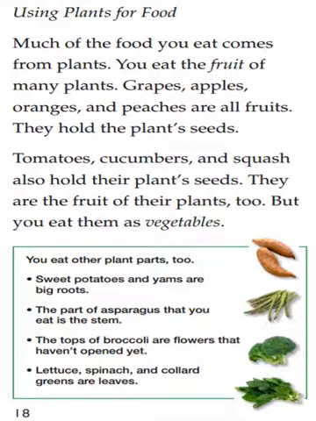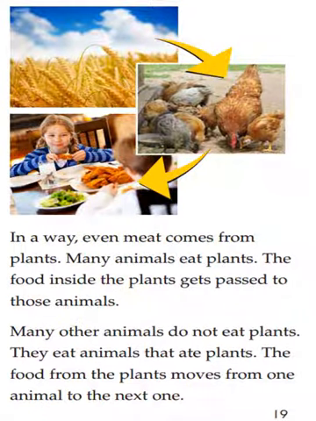Much of the food you eat comes from plants. You eat the fruit of many plants. Grapes, apples, oranges, and peaches are all fruits. They hold the plant's seeds. Tomatoes, cucumbers, and squash also hold their plants' seeds. They are the fruit of their plants too, but you eat them as vegetables.